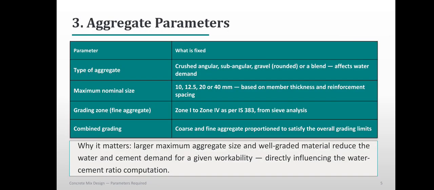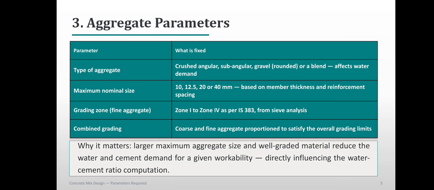The third parameter is the aggregate properties. Aggregate occupies nearly 70 to 80% of the concrete volume. Therefore, its characteristics greatly affect concrete performance. We must determine the type of aggregate, whether it is angular or rounded, the maximum nominal size, grading zone of fine aggregate, and the combined grading of fine and coarse aggregates. Well-graded aggregates reduce water demand and improve concrete strength and economy.